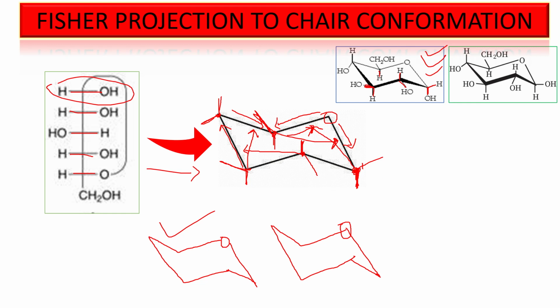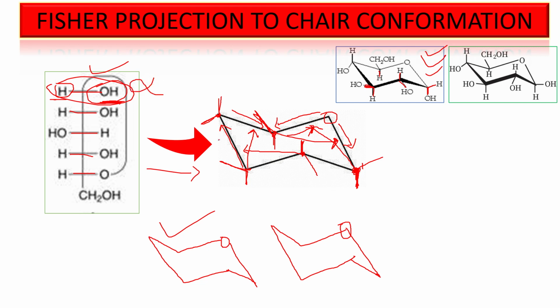Now we have to draw how these OH groups and H groups are placed here. This Fischer projection is for the alpha structure. Why? Because here the OH group is present after. If it is present here, it will be called before. Here the OH group is present after, that means on the right side, so it is the alpha structure.